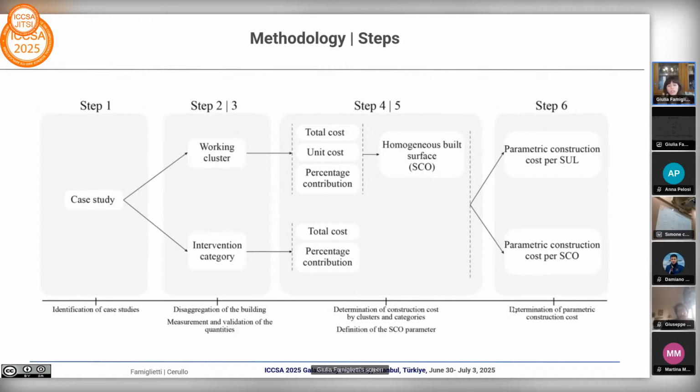And those led us to the determination of the overall construction cost for each working cluster and in parallel for each intervention category. So for each working cluster was determined the unit cost and the percentage contribution of the accessory working cluster to the gross built-up area. The latter contributes to the definition of a new parameter defined as homogeneous built surface. For each intervention category was estimated the percentage contribution of each individual category concerning the total construction cost as well as the total cost of the entire building intervention. And finally, was made a calculation of the parametric construction cost per gross built-up area and the parametric construction cost per homogeneous built surface, with the preparation of an analytical project sheet for each case study.